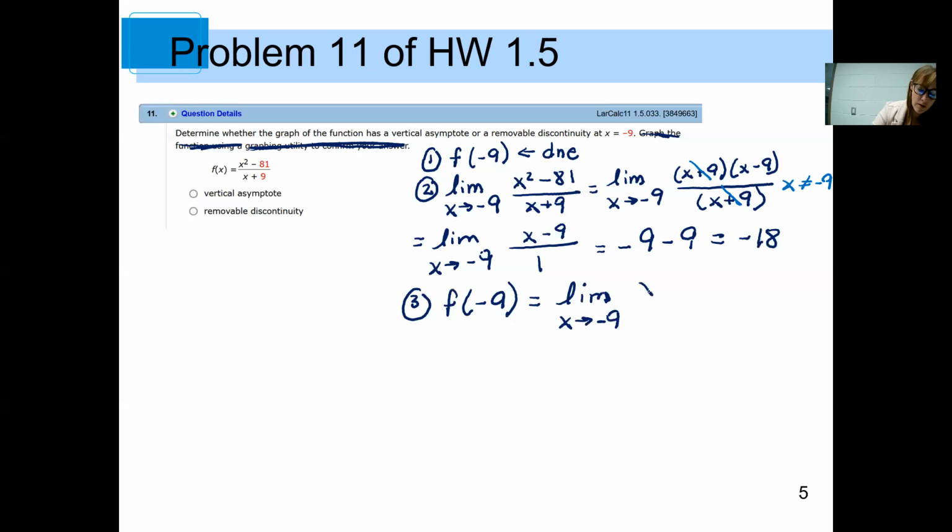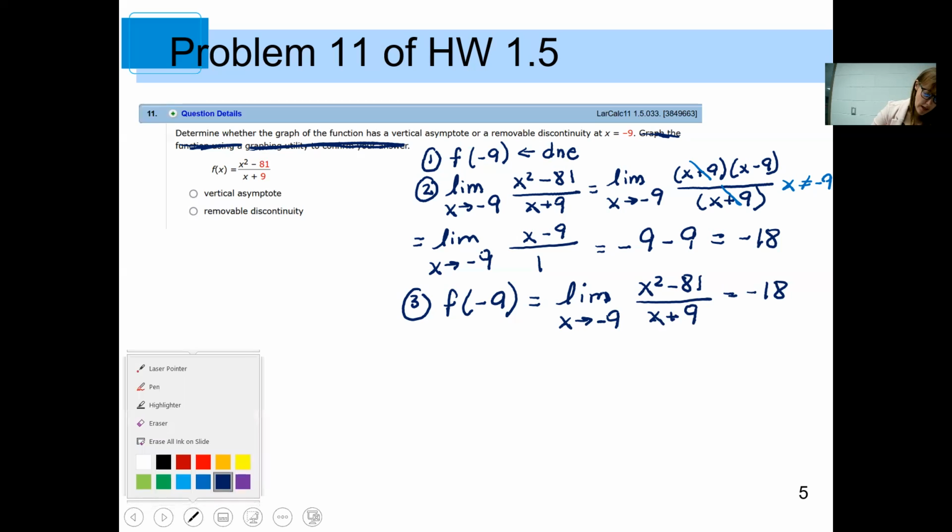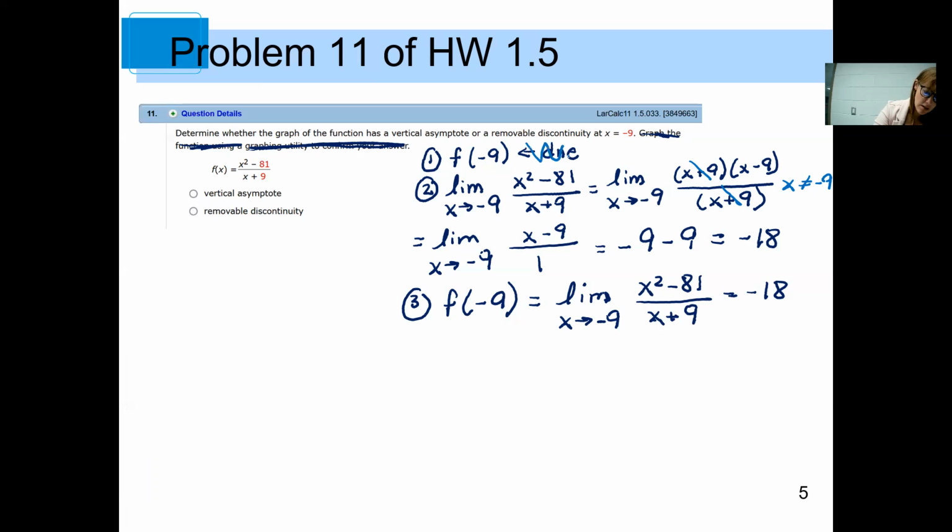So that limit as x approaches -9 of x squared minus 81 over x plus 9, we saw that that equals -18. And so if we could just go ahead and fill in that one spot, that would solve our discontinuity. So we could say let f of -9 equal -18, and now it's continuous. Now all three criteria are met, and it is continuous, so we have that removable discontinuity.